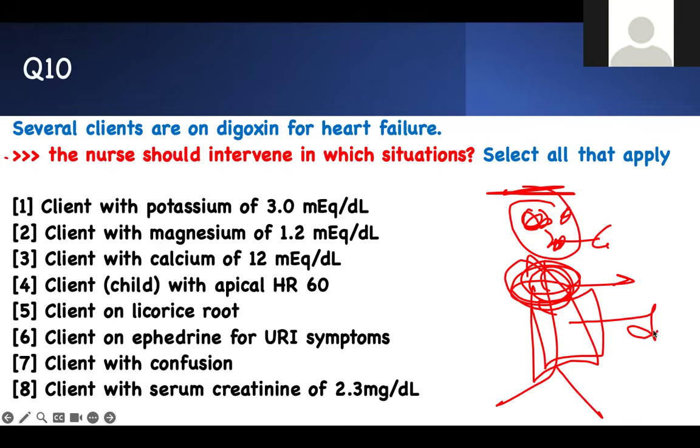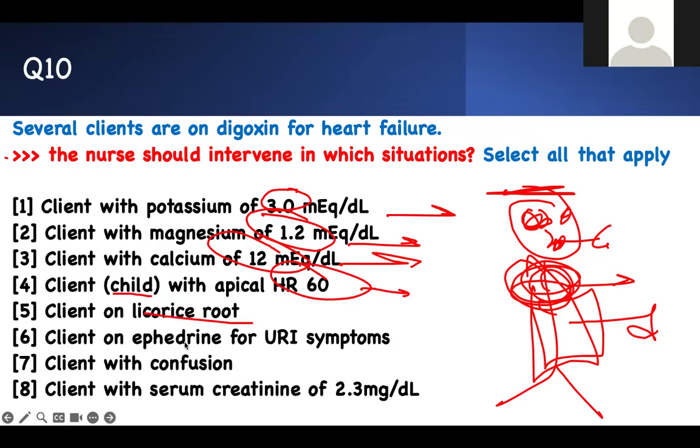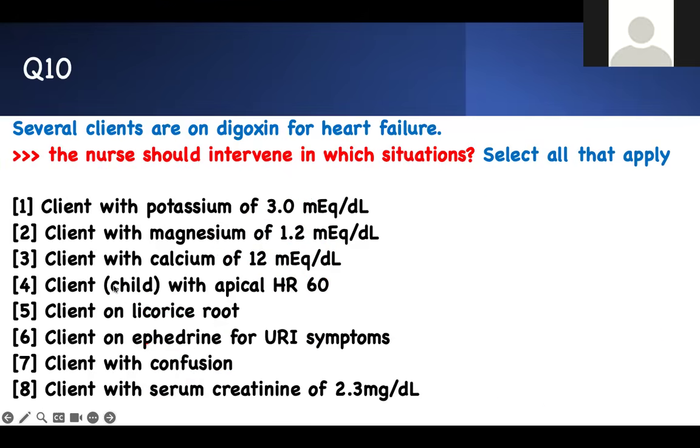There's another one, a few things you have to know: the electrolytes. Potassium, hypokalemia, magnesium, hypomagnesemia, hypercalcemia, apical heart rate of 60. This is a child. Licorice, ephedrine for URI symptoms, confusion, and what? Creatinine. Let's go back. Now, let's look at them.